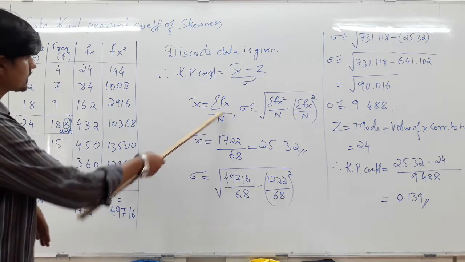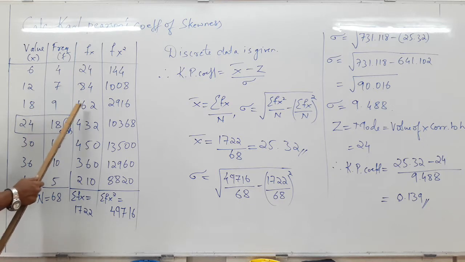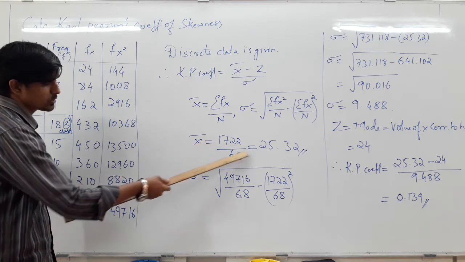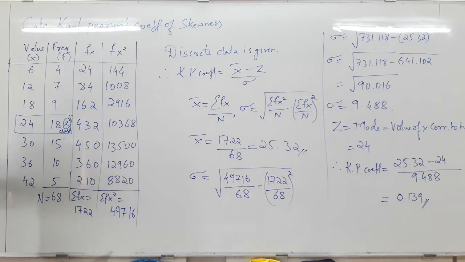So now what is summation fx? So this is x and this is f. 6 into 4, 24, 12 into 7, 84, 18 into 9, 162, 24 into 18, 30 into 15, 36 into 10, 42 into 5. So if you add all f, you will get how much? 68. If you add all fx, you will get 1722. So we have written the same. 1722 by 68 is equal to 25.32.